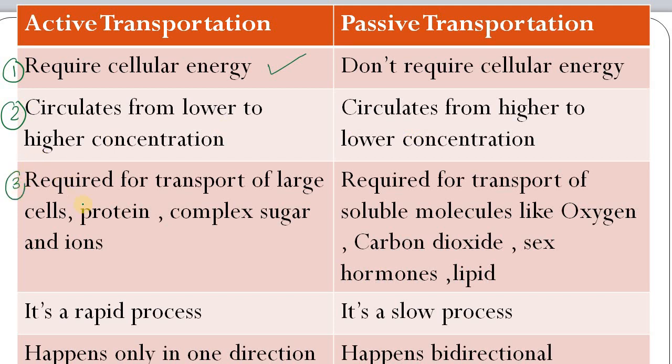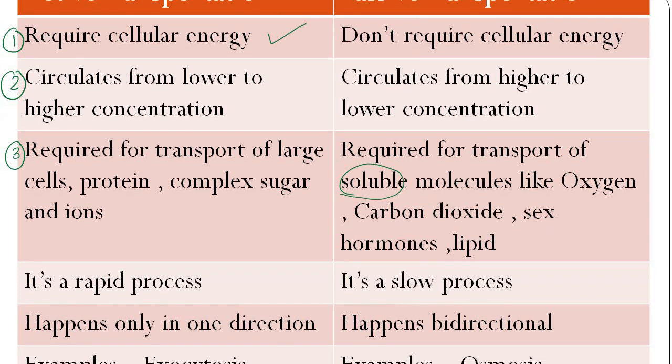Third one, it is required for transport of large cells, proteins, complex sugars or glucose molecules and ions, for which of course energy has to be spent, and it is against the concentration gradient. And third, in passive transportation, it is required for transport of soluble molecules like oxygen, carbon dioxide, CO2, sex hormones, as well as lipids. As those are all soluble molecules in water or fat, they can be moved by diffusion, osmosis, facilitated diffusion, all that.